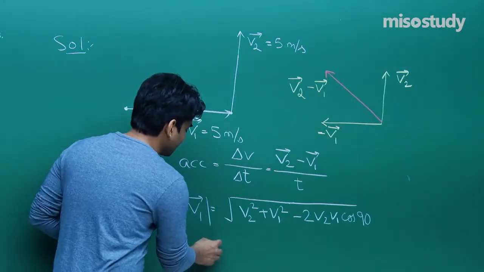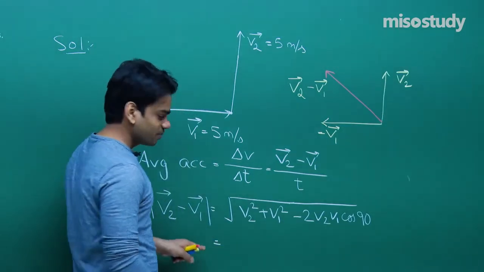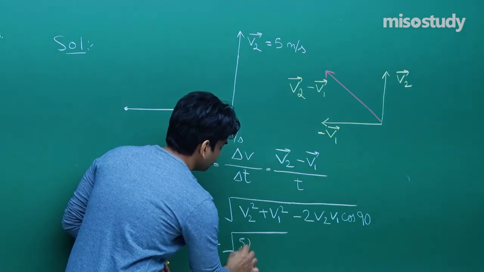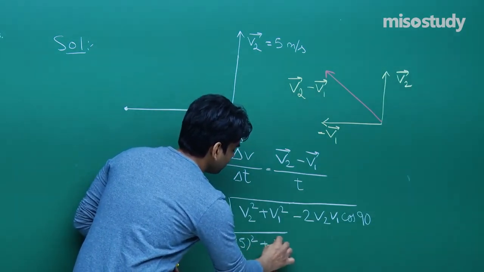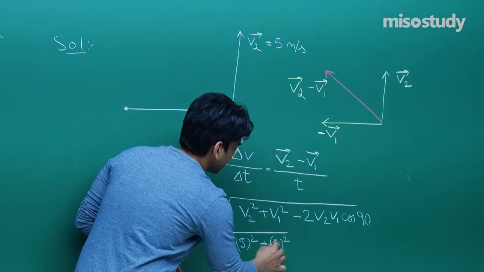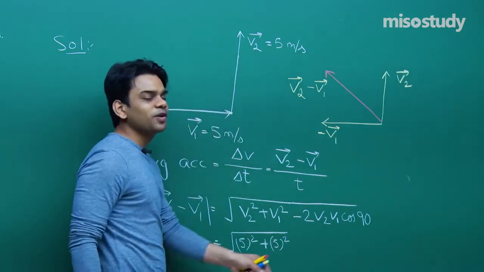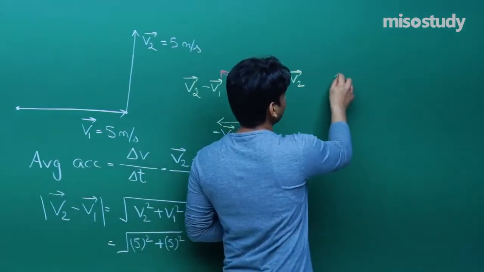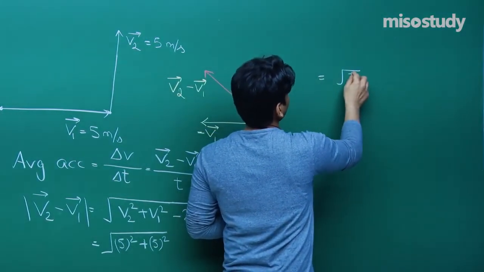I believe that you all clearly can see up till this end. So let me go ahead and write down, this will turn out to be 5 whole square plus 5 whole square. So hence it comes out to be 25 plus 25, that is equal to 50. So hence the magnitude will actually turn out to be under root of 50.